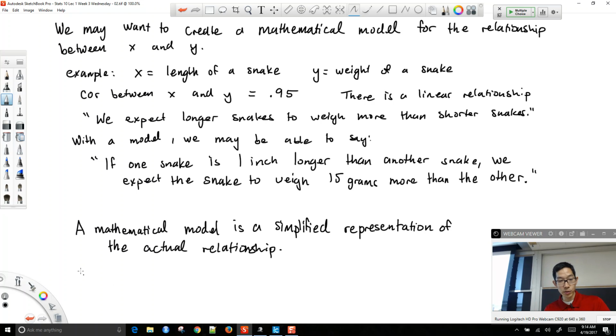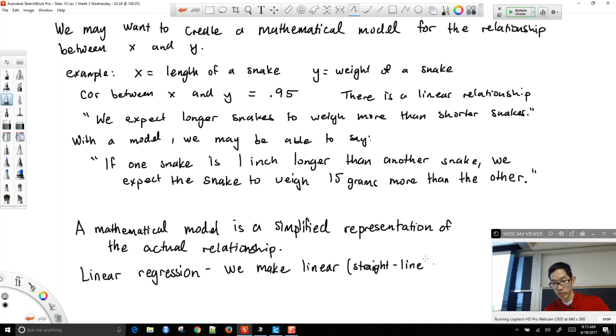So in our course, we cover linear regression. And with linear regression, we create linear models, okay? So we make linear or straight line models between x and y. So I'm going to flip the slide here.